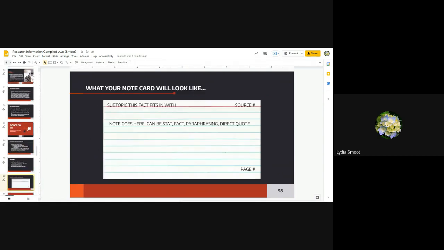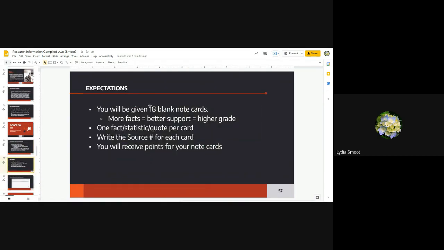Oh, there you go. You guys have 18 blank note cards already. More facts means that you'll have better support and therefore a higher grade on your whole entire presentation as a whole. You only need one fact or statistic or quote per card. Make sure that you write down where that came from in your sources. And then you'll also receive points for your note cards.